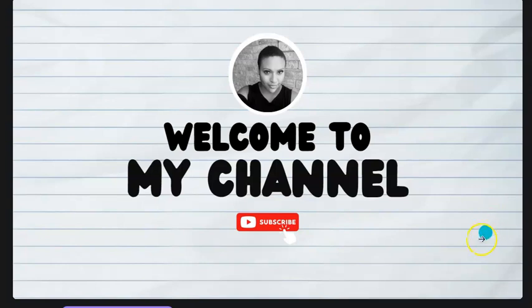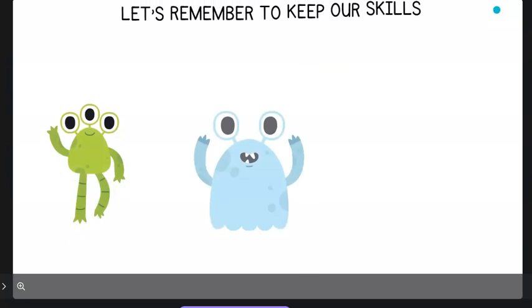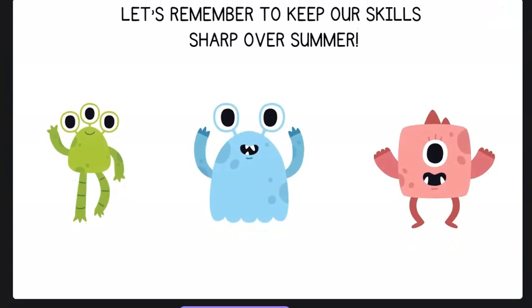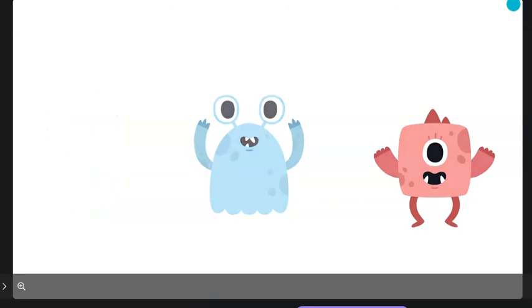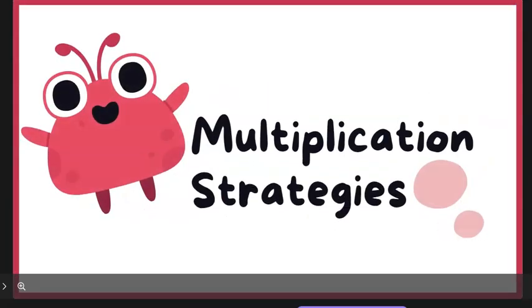What we're trying to do is remember to keep our skills sharp over the summer. We want to make sure that our kiddos are retaining the information that they learned from the last school year, and we want to carry that over to the next school year. The best way to help them retain that information is to keep them engaged with little mini lessons over the summer. So today we're going to be going over multiplication strategies.